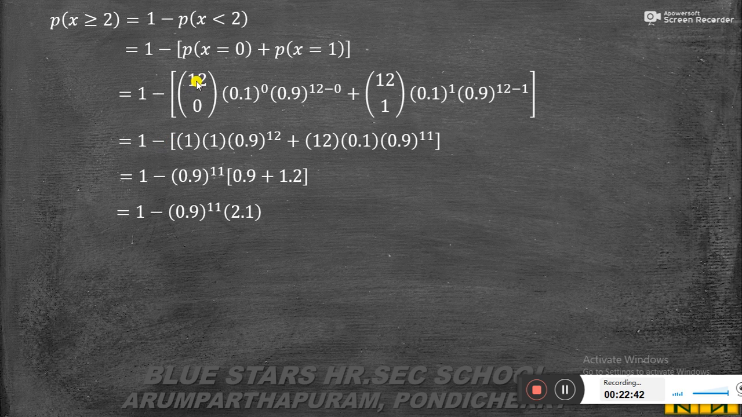So I write 1 minus, that means 12c0 is 1, 0.1 whole power 0 is 1, 0.9 whole power 12 minus 0 is power 12, plus 12c1 means 12, 0.1 into 0.9 power 12 minus 1 is 11. So 1 minus, here the common factor is 0.9 whole power 11, I write it outside. So the remaining factor is 0.9 plus 1.2, since I multiply 12 into 0.1 is 1.2. So adding, it is 2.1. Therefore 1 minus 0.9 whole power 11 into 2.1. This is the answer for the probability of x greater than or equal to 2.